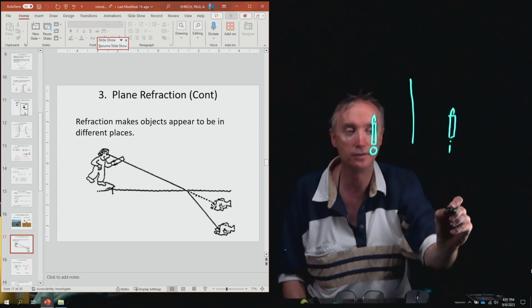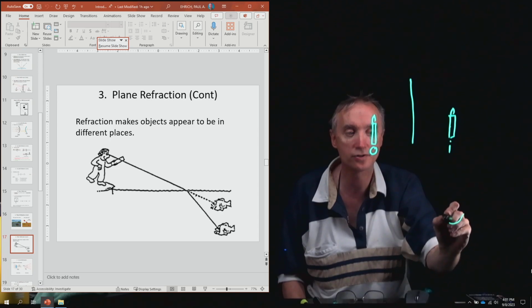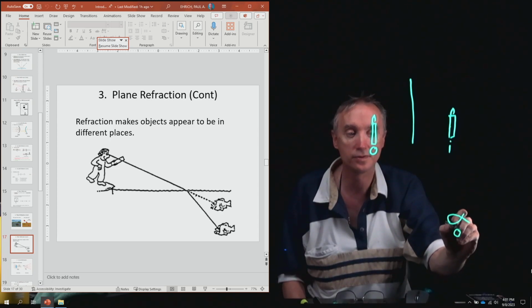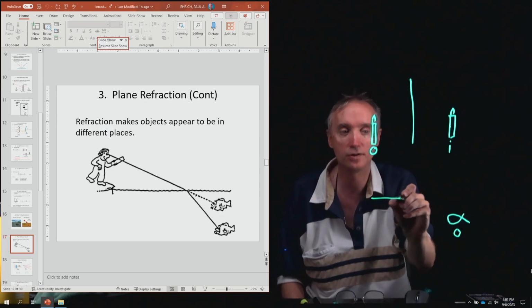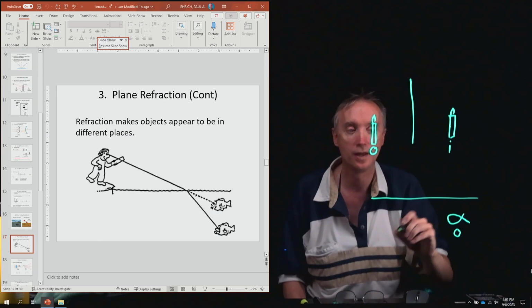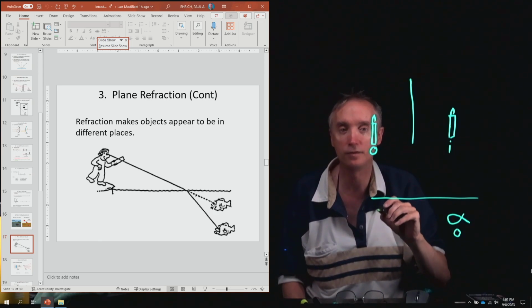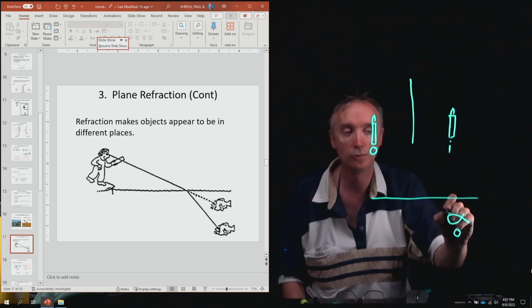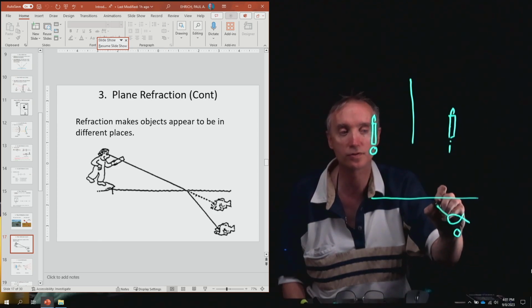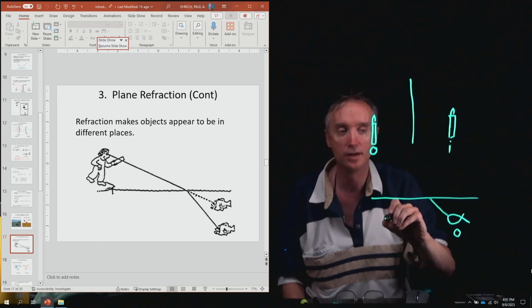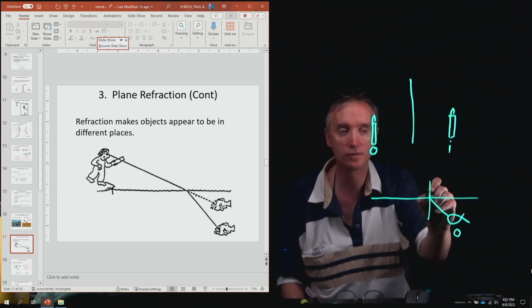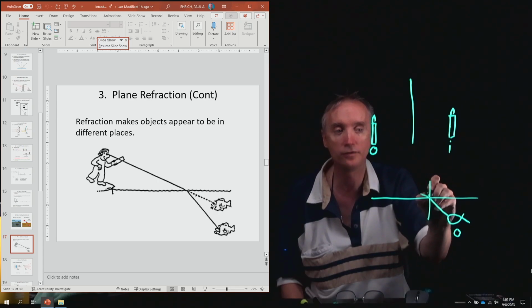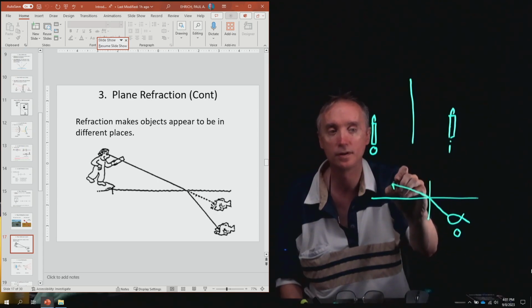So you've got the fish is this, so this would be the object. That's the actual location of the fish. Okay, here is the surface of the water. But because of refraction, we know that a light wave that's traveling in this direction is going to bend when it gets to the surface of the water, and it's going to shoot off in this direction.